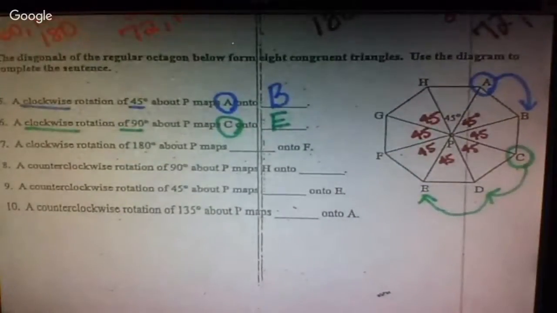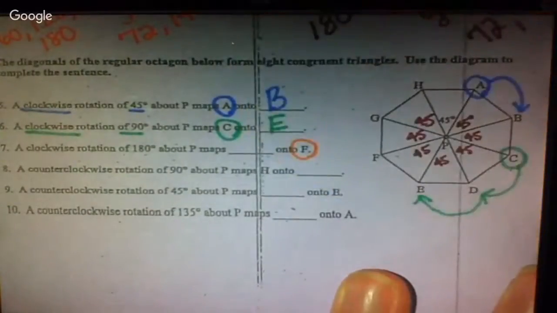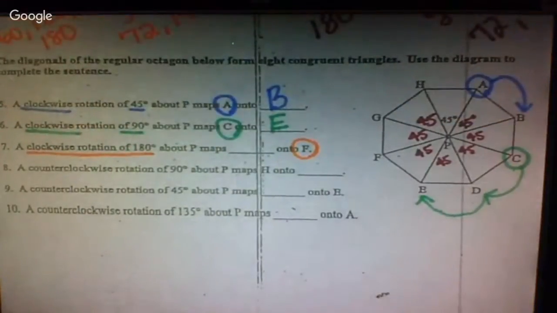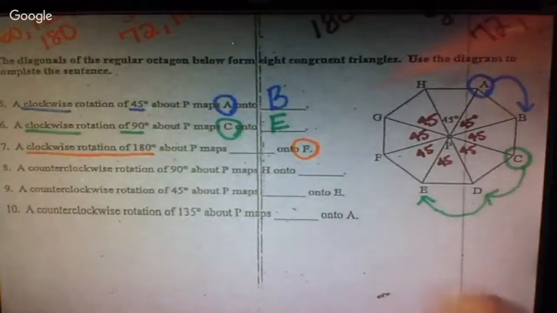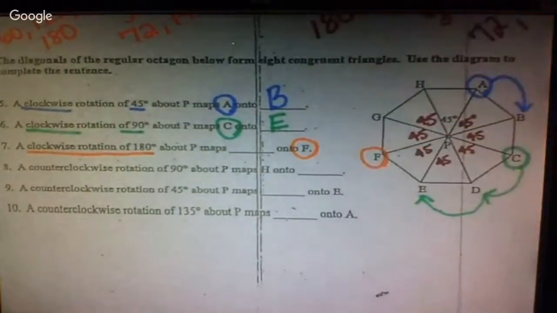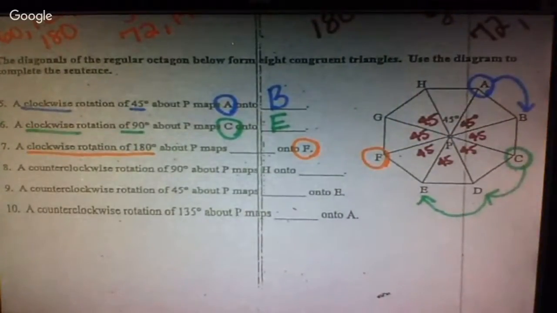Okay, be careful with number 7. 7 tells us where we're going to finish. We need to figure out where we're going to start. Okay, so it wants us to finish at F by going clockwise 180. So they want us to end here. Where do I need to start to do that?